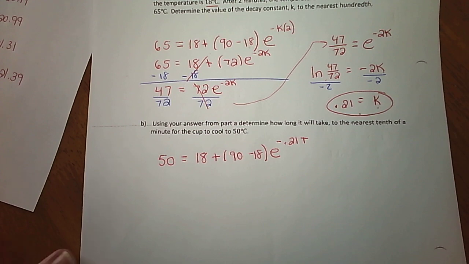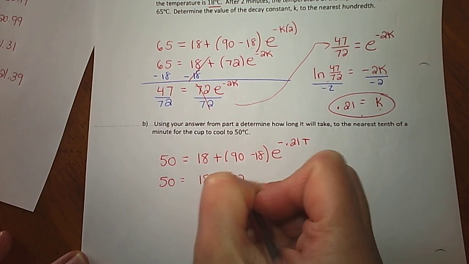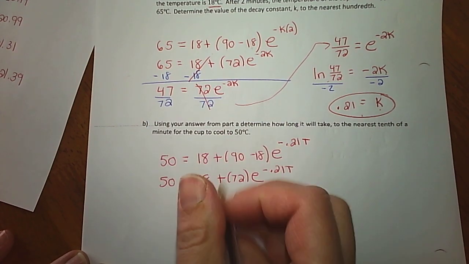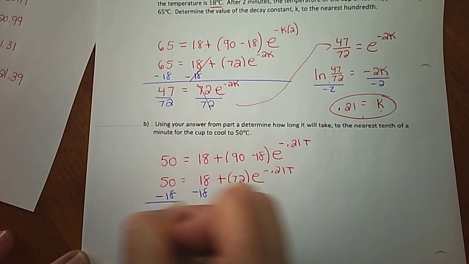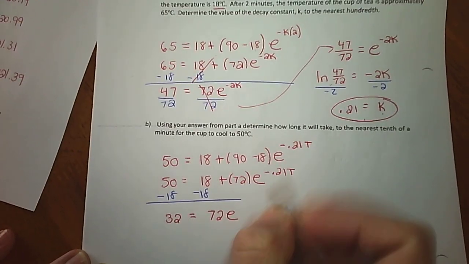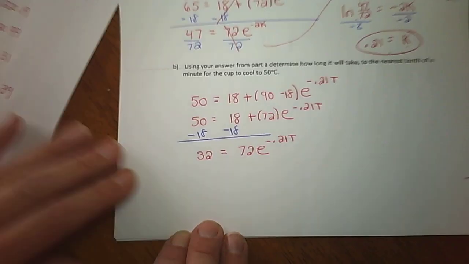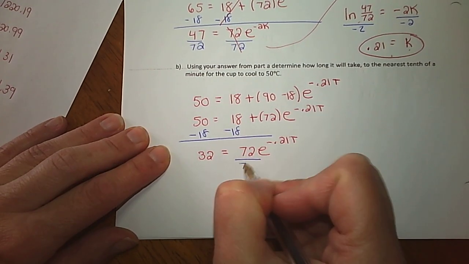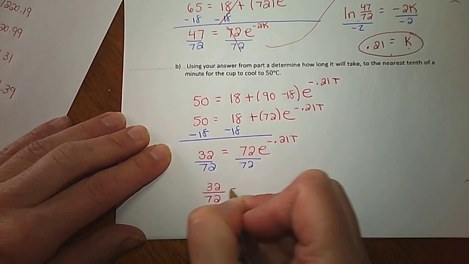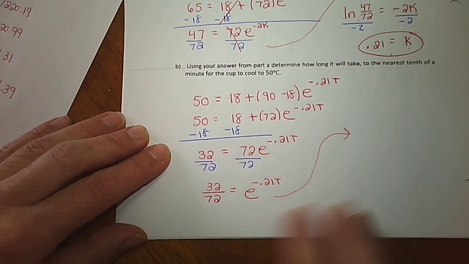Okay. Hopefully you paused me. Let's see if you got it. 90 minus 18 is still 72. Just like last time, I'm going to subtract the 18 over first. This becomes 32 equals 72 e to the negative 0.21t. This I'm going to divide by 72. And instead of giving a decimal, I'm going to leave it a fraction. Just easier to put in the calculator. All right, bring it up here.